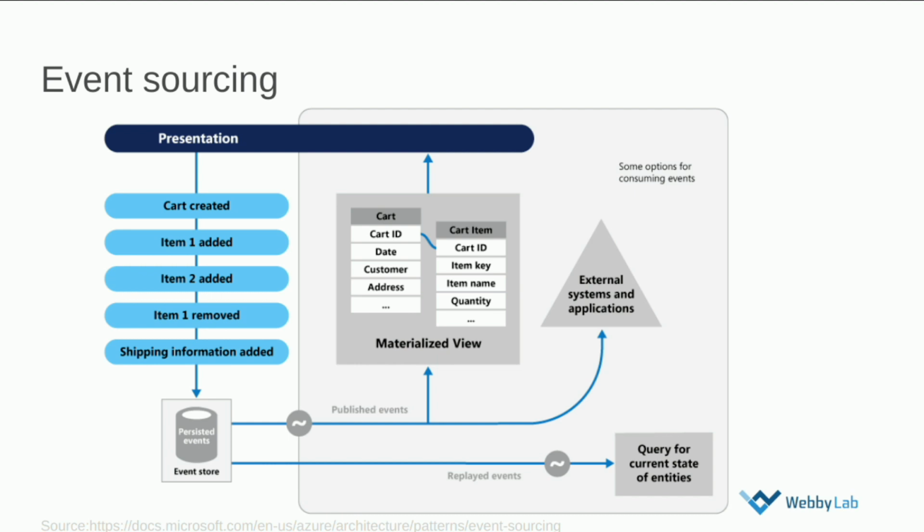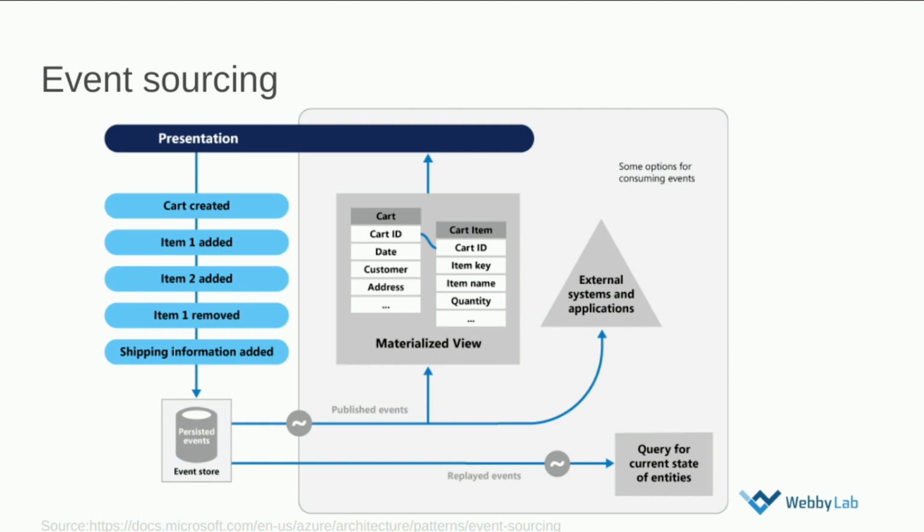For example, here we have a shopping cart. And what we see, we have several events here from the presentation: cart created, item 1 added, item 2 added, item 1 removed, and shipping information added. We have 5 events, and all of them were sent to our backend and persisted in an event store.